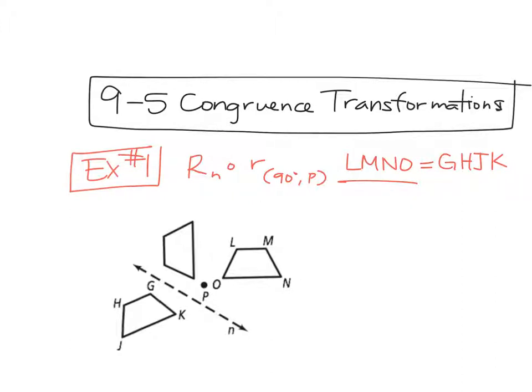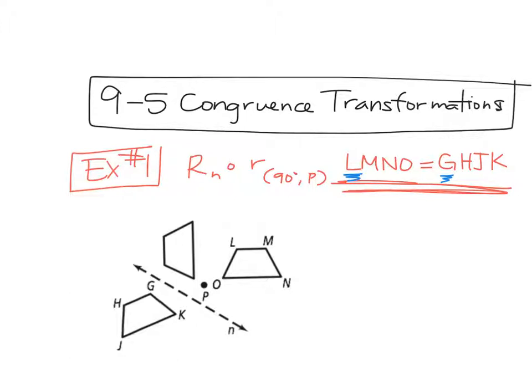Here's the thing. Technically, you don't need a picture, right? This is telling you what's happening. So you should be able to tell me right now, without even looking at that picture, which segments are congruent and which angles are congruent. Do you remember how to do that? How? L is congruent to G. Right. So you're just matching up your first letter with your first letter, okay?